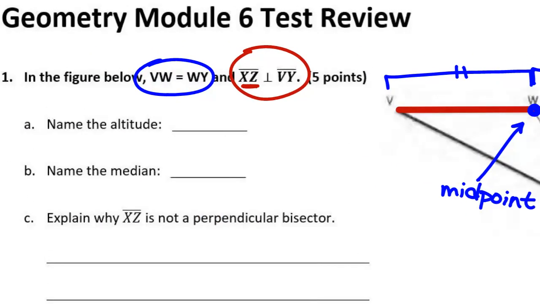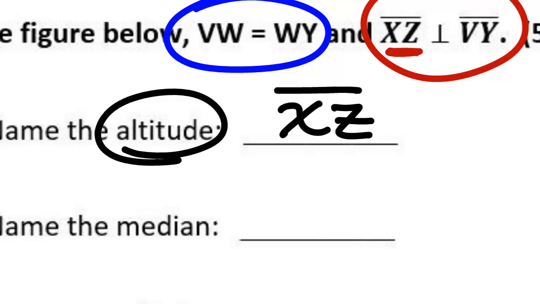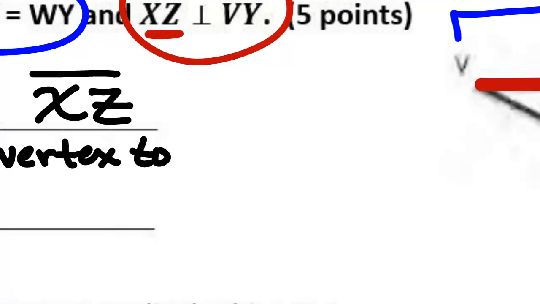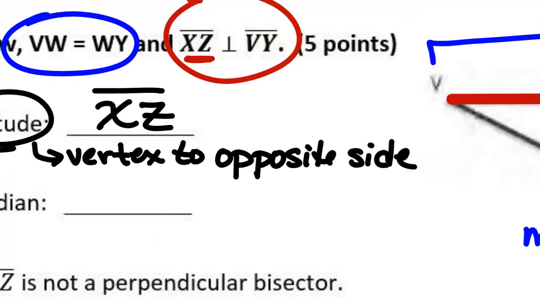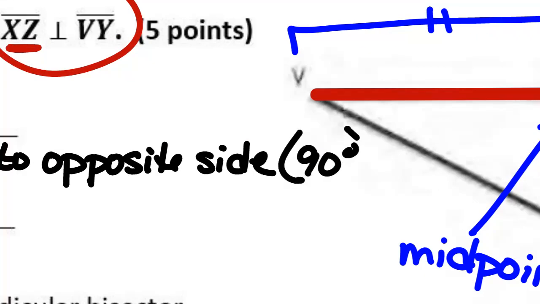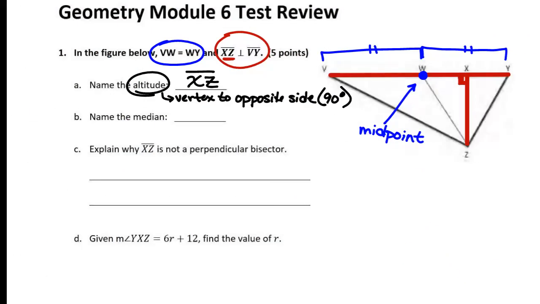Which one of these would be the altitude? Which one of the line segments would be the altitude? XZ, because it's forming a right angle. And altitude goes from a vertex to the opposite side and it makes a right angle. That is the definition of an altitude.